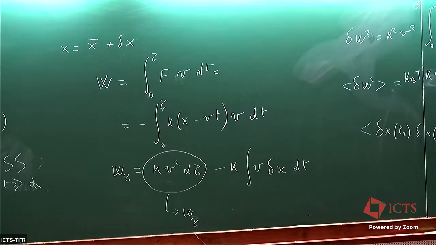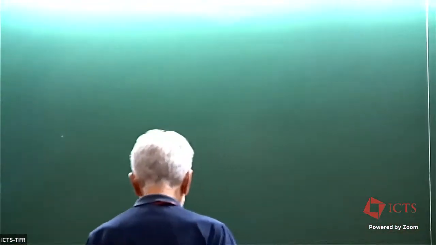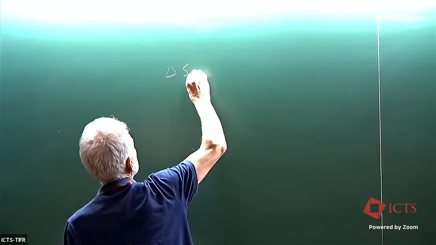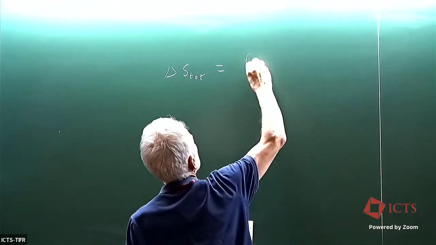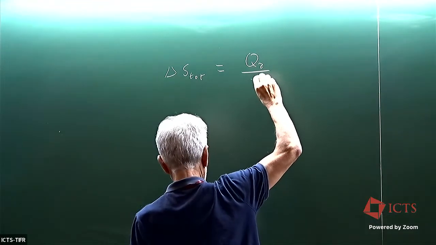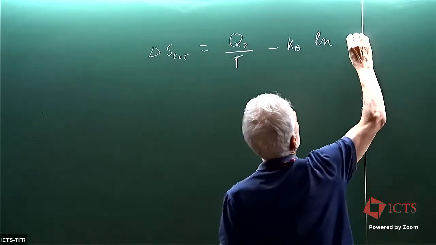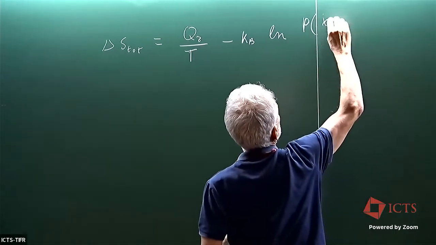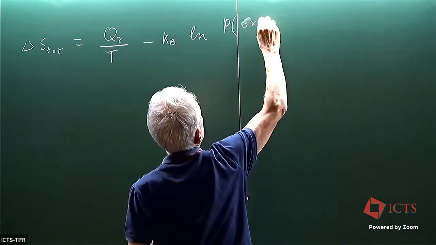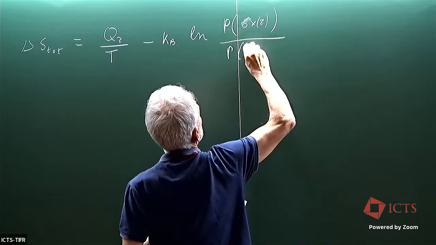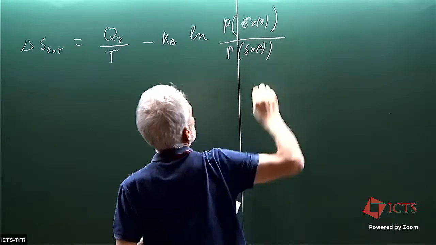So now to conclude, and to show that if you use the total entropy, you have a system that is not asymptotic. So let me do this from this side. Now I define the total entropy as I did, with Q_tau over T minus k_B log of x_tau, or more precisely, as I have shown to you, delta x of tau divided by delta x of zero.